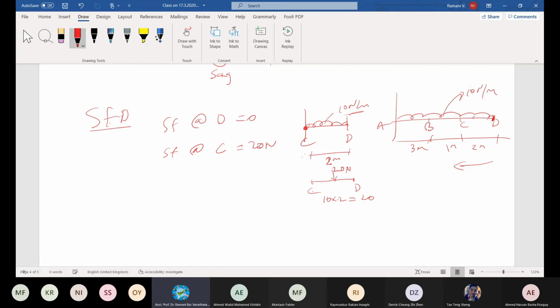If you have it in this form, it is also easy for you to calculate your moment. That's why we change to a UDL point load and then we calculate it. Okay, 20 newtons. Then shear force, similarly, can you send me for B?